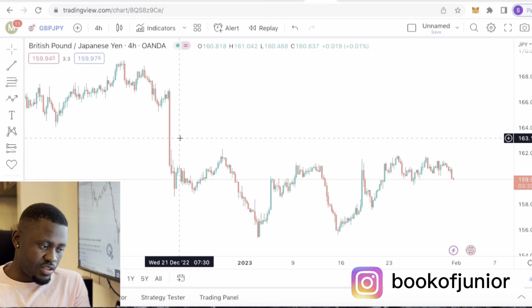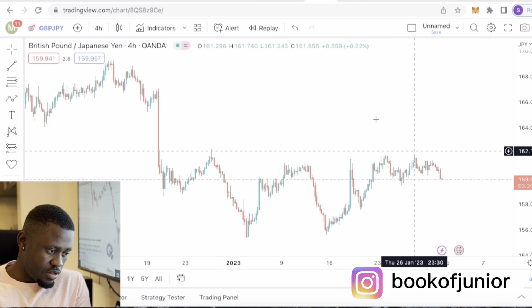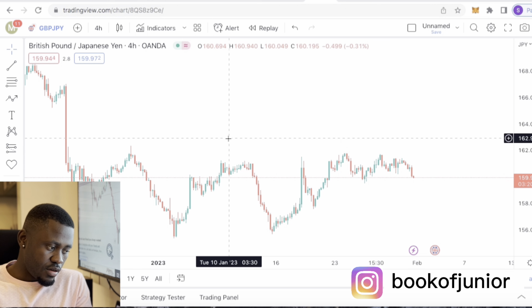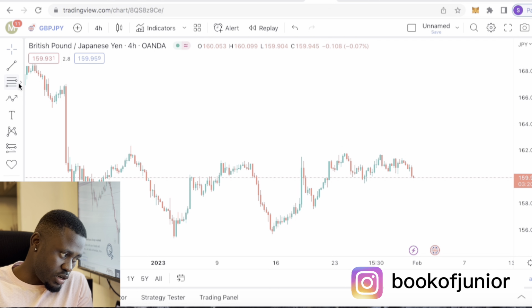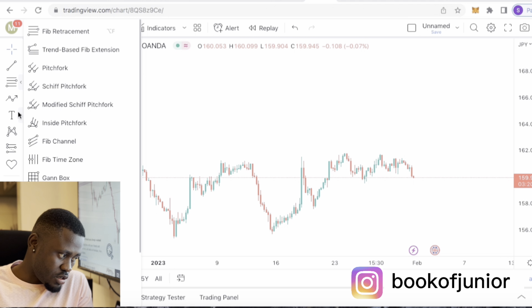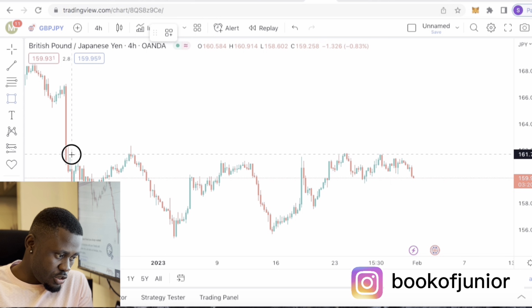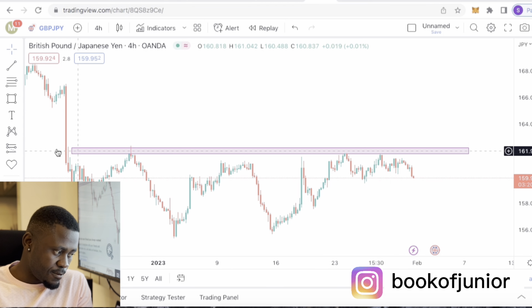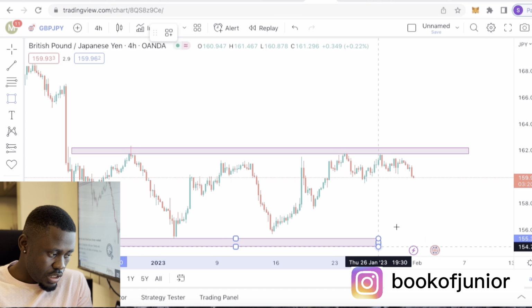Perfect. As you can see, traders, this is how our market looks. So what we're going to do is mark out this level right here, up here, which is acting as a resistance level. You come here, choose your rectangle like this, then you mark out this level right here. Then we mark out the level down also, like this.